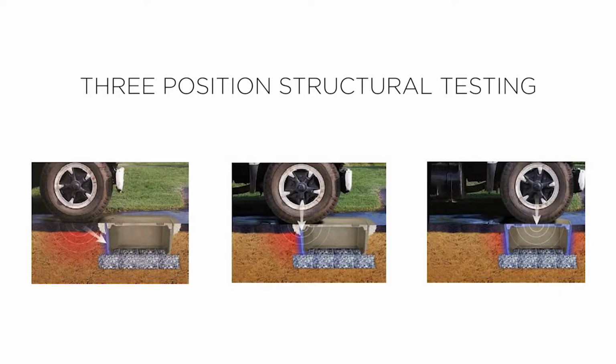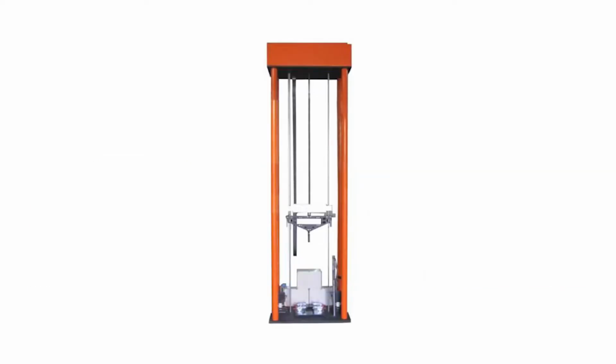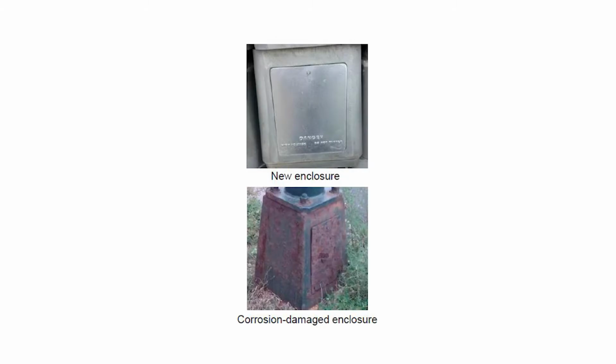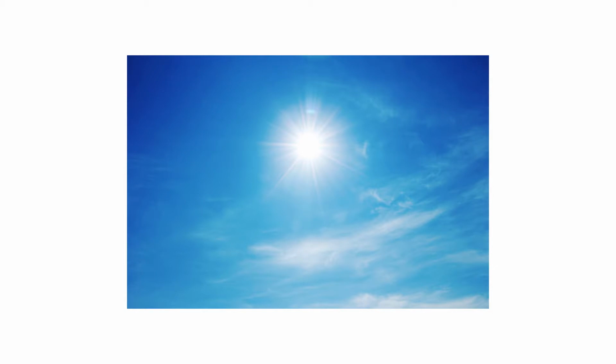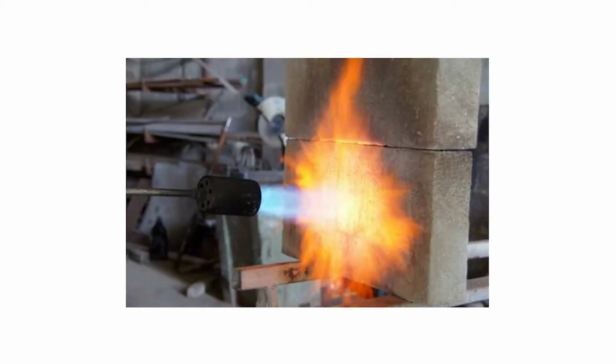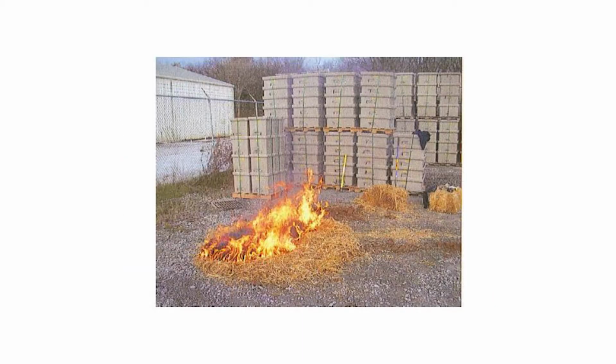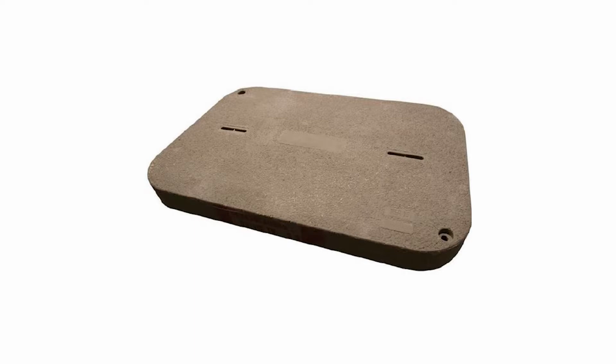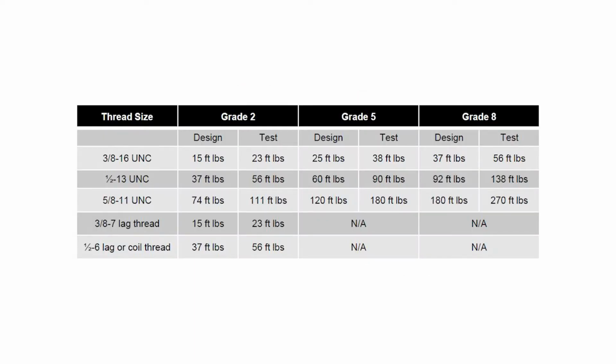The ANSI-SCTE standard strictly adheres to the following: 3-position structural testing of both the enclosure and cover to simulate typical non-deliberate vehicular loadings, impact resistance, chemical resistance, UV degradation, water absorption, flammability, internal equipment protection, coefficient of friction, torque value of fastening devices.